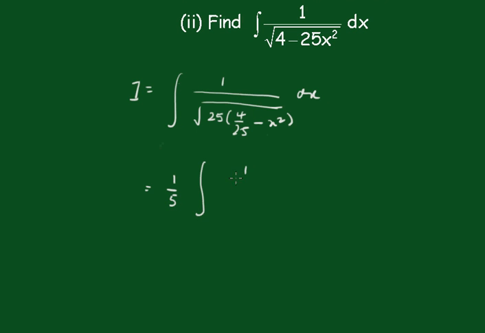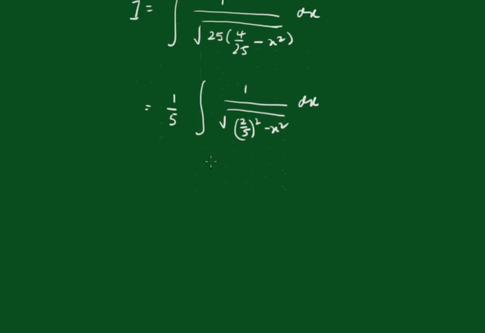Integral of 1 over square root of 2 on 5 all squared minus x squared dx. And again, this is the inverse sine function, which is 1/5 the inverse sine of x over 2 over 5, which of course becomes 5x on 2 plus a constant.